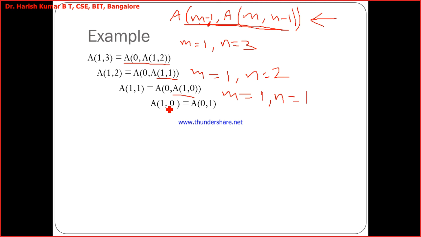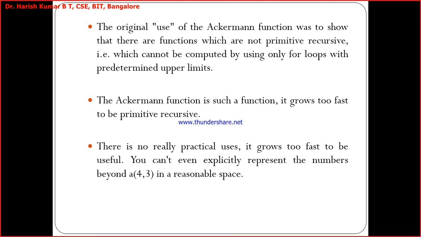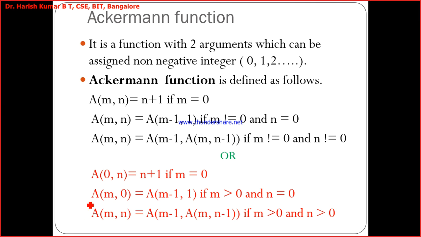Now a of 1 comma 0 is equal to, I'll just move back, this one. This is what we are applying. So a of m comma 0 is equal to a of m minus 1 comma 1.